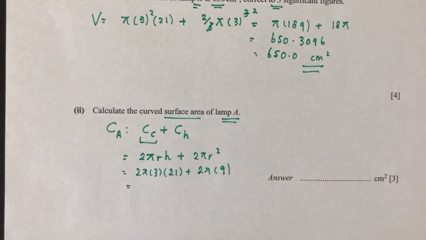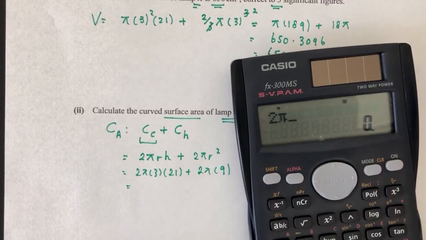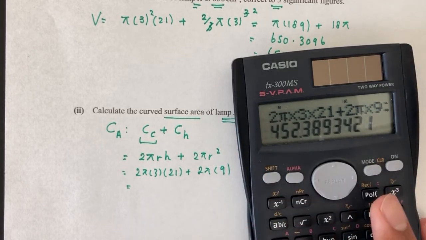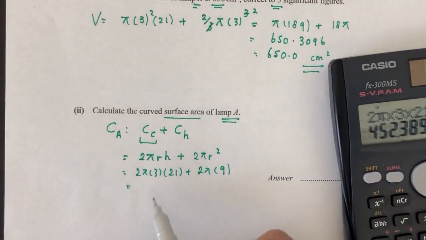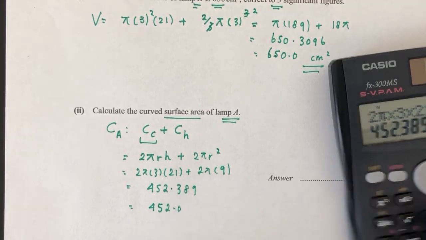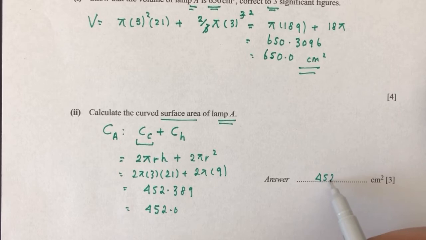So let's simplify. We can use our calculator here. 2 pi times 3 times 21 plus 2 pi times 9, that will be 452.389. So 3SF, that will be 452.0. So your answer for part 2 is 452.0 centimeter square.